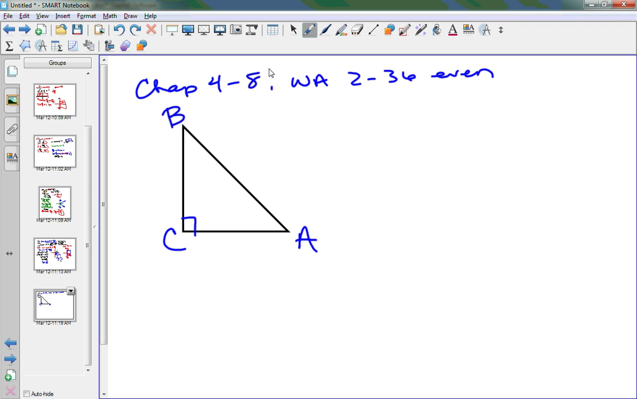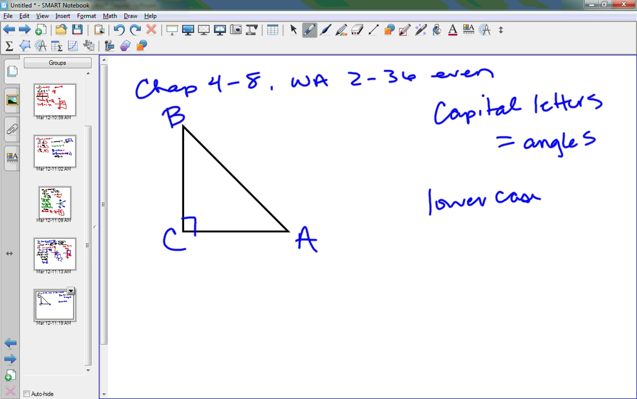Yes, according to A squared plus B squared equals C squared. They could have chosen a different letter if they wanted to. It's just a different formula, but it's still the same concept. Okay? Now, capital letters are your angles. Lowercase are your segments.